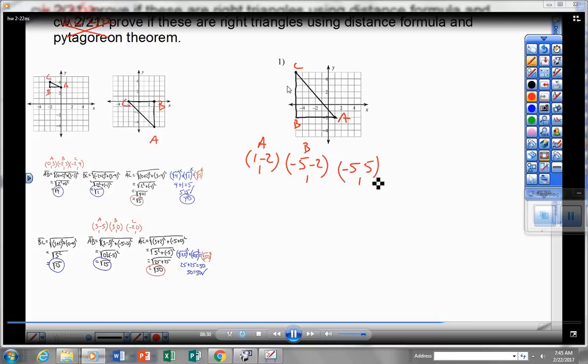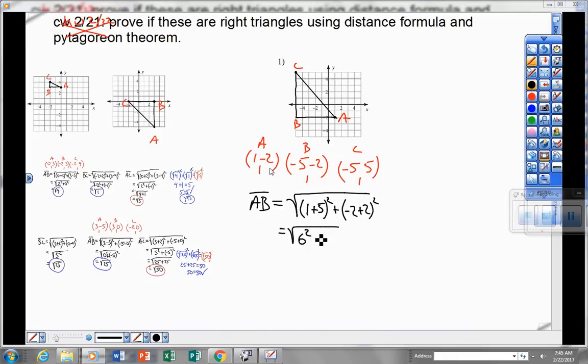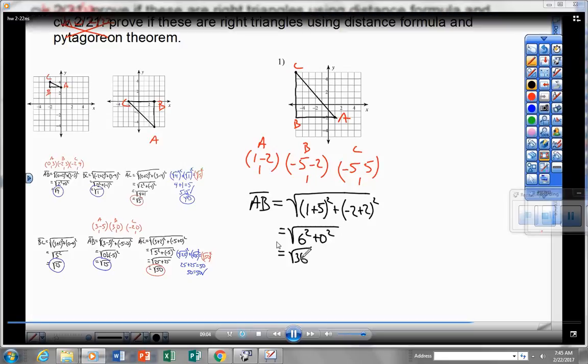So again, I'm going to find all three lengths. I'm going to do A, B first. So that's going to be 1 taking away that negative 5. 1 minus minus 5 is 1 plus 5 squared. Again, subtracting my x numbers. Negative 2 taking away something negative is negative 2 plus 2 squared. This gives me under the radical 6 squared plus 0 squared equals the square root of 36. Leave that radical alone.